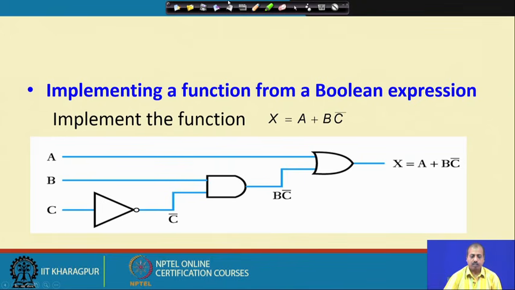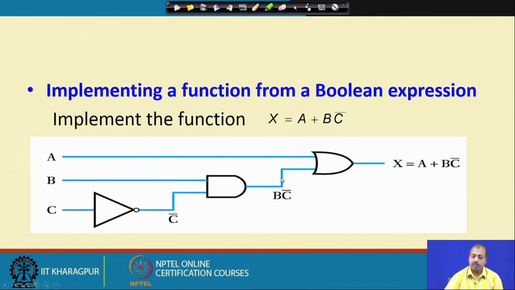Suppose we have a Boolean expression x equal to a plus b c bar. How can we realize it in terms of logic gates? At the highest level we have this OR operation, so at the topmost level we will have an OR gate. The OR gate will have two inputs, this A input and this B C bar input. A is connected to the first input of the OR gate, and B C bar has to be connected to the second input of the OR gate.